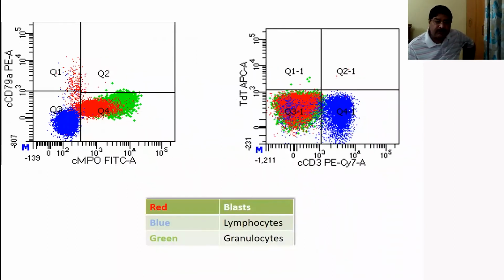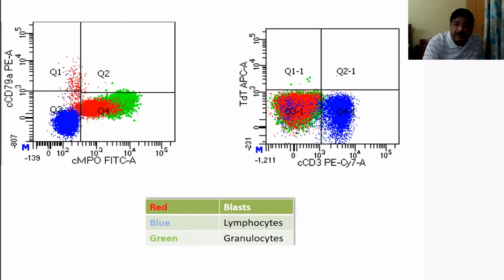So here you have done the cytoplasmic MPO and cytoplasmic CD79a. The cells are negative for CD79a but positive for cytoplasmic MPO, which is this red cluster, and the green cluster is nothing but the granulocytes, which obviously will be positive for MPO. On the other side, they are negative for TdT and cytoplasmic CD3. So you have to incorporate all these markers in your tubes so that every leukemic entity is excluded.